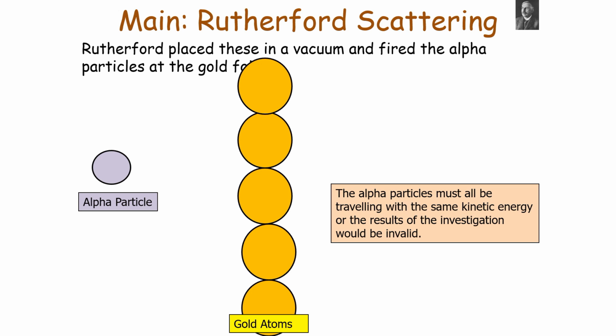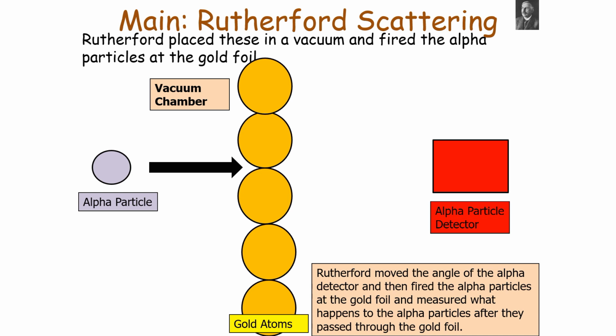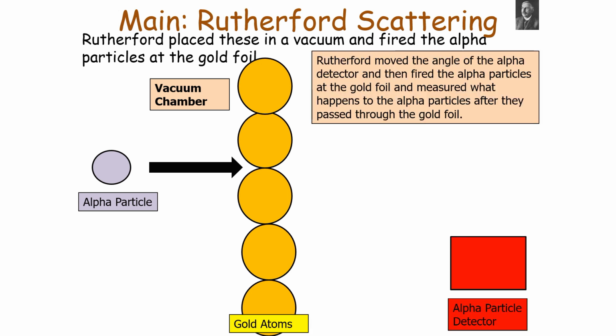And in addition, the alpha particles must all be traveling with the same kinetic energy, otherwise the results of the investigation would be invalid. Now Rutherford then placed an alpha particle detector beyond the gold foil, and moved the angle of the alpha particle detector, and then fired the alpha particles at the gold foil and measured what happens to the alpha particles after they pass through the gold foil. So he moved it around into different positions.